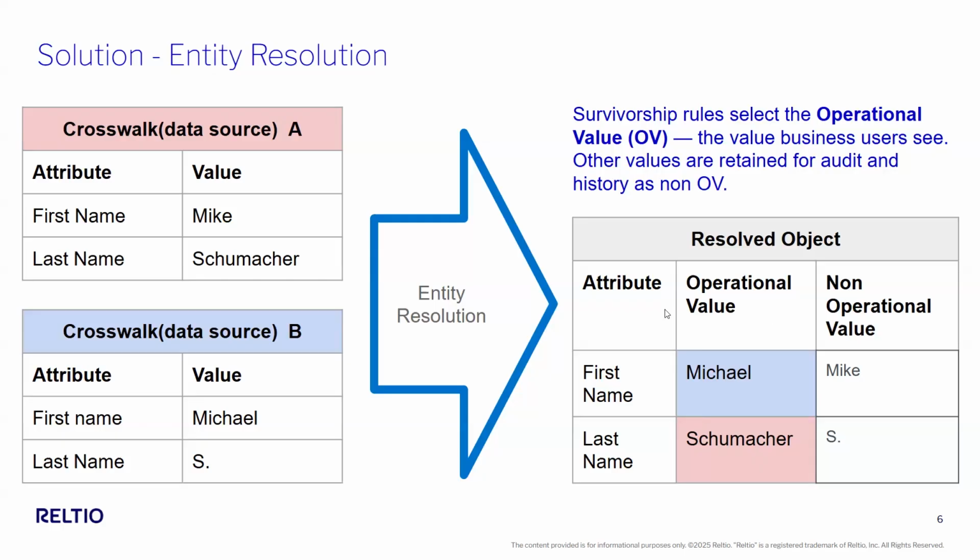And the value that survivorship determines as the winning value is called the operational value. So this operational value is what you can then consume in all your downstream applications. You can send it to all the applications, or all the other products, that interact with your central product. And this value then becomes the main value, or the operational value, across all your systems.